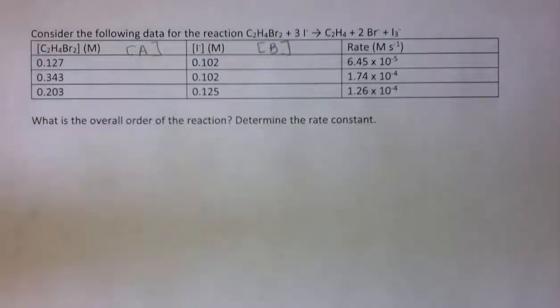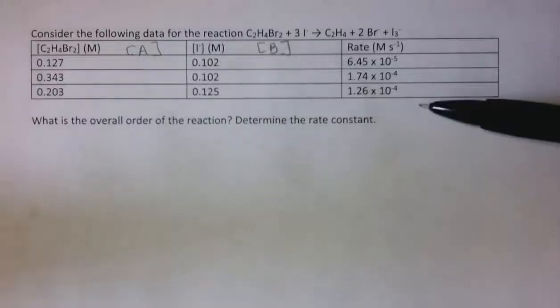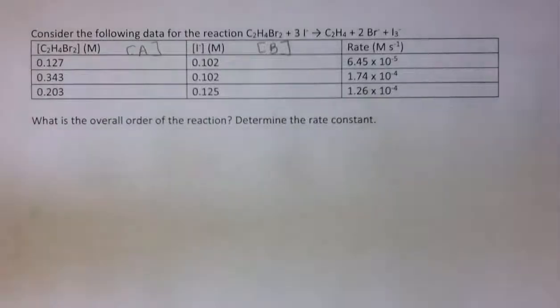Consider the following data for this reaction. We're given data from 3 experiments here, and asked what is the overall order of the reaction and to determine the rate constant. So this is a classic example of how to determine the overall order using experimentation.